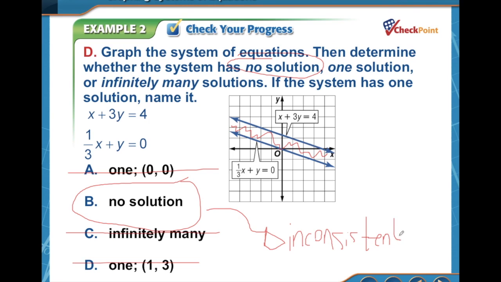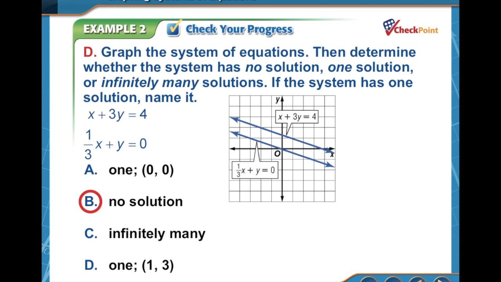Inconsistent means the same thing. Okay. Double check, and that is correct.